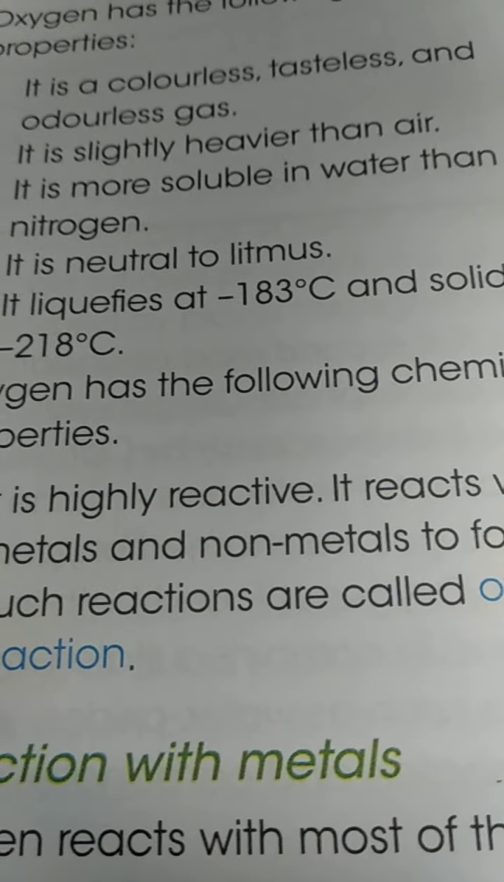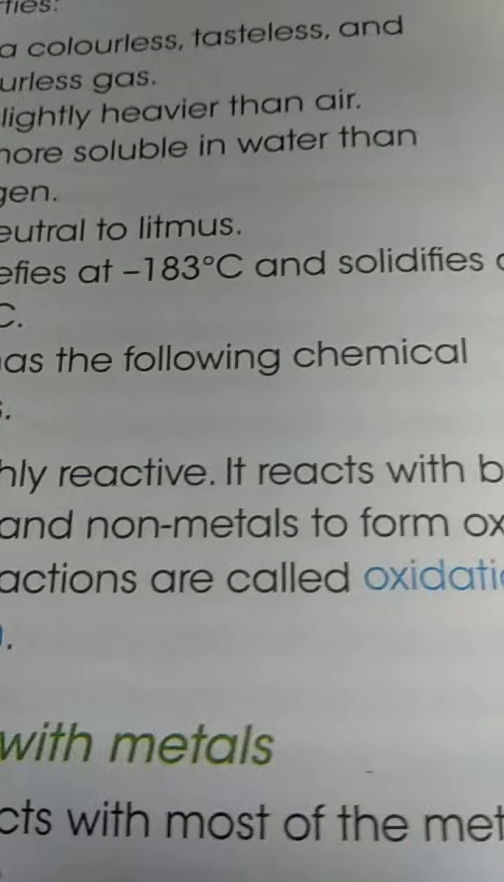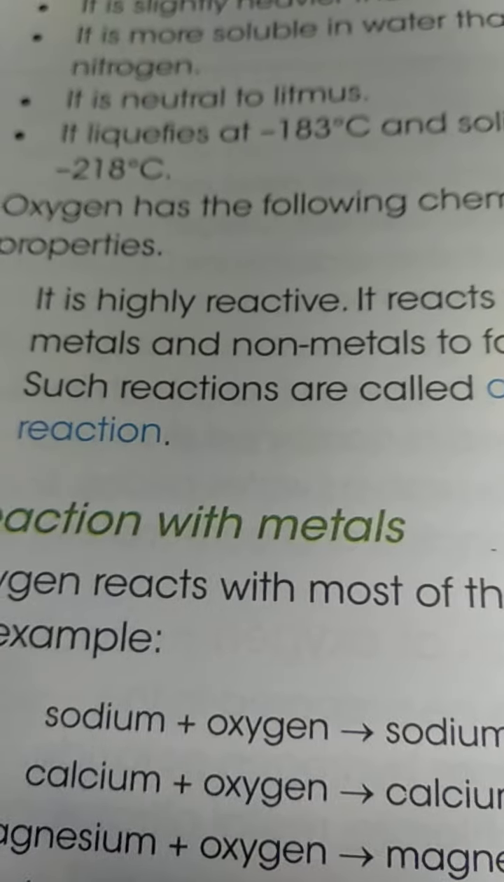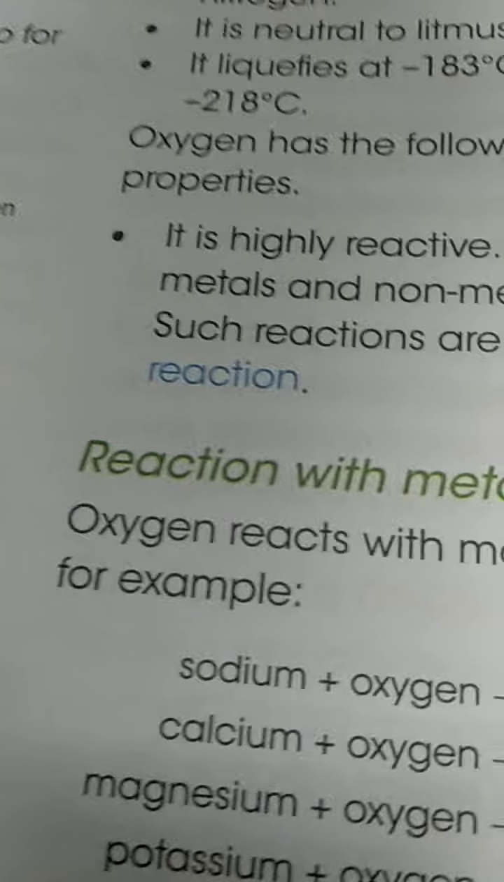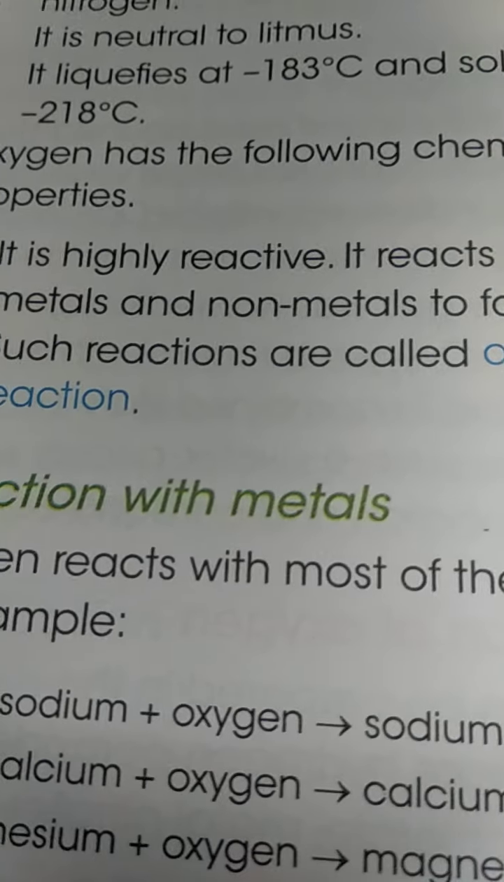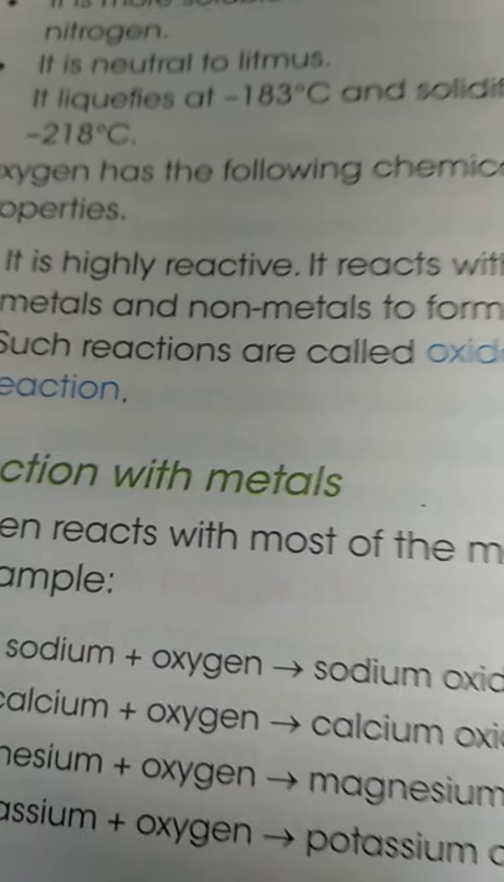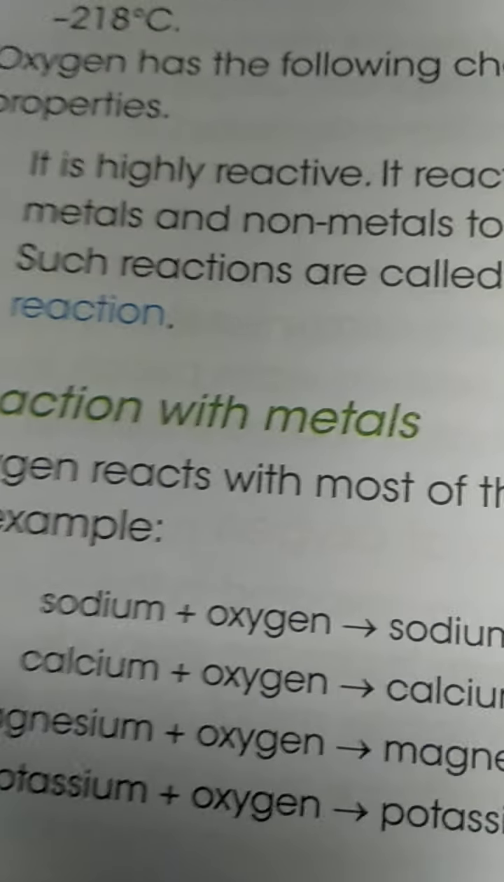It is highly reactive. It reacts with metals and nonmetals to form oxides. Such reactions are called oxidation reactions. Now, what are the reactions with metals? When oxygen reacts with most metals, for example, sodium and oxygen combine to form sodium oxide, calcium and oxygen combine to form calcium oxide, magnesium and oxygen become magnesium oxide, potassium plus oxygen becomes potassium oxide.